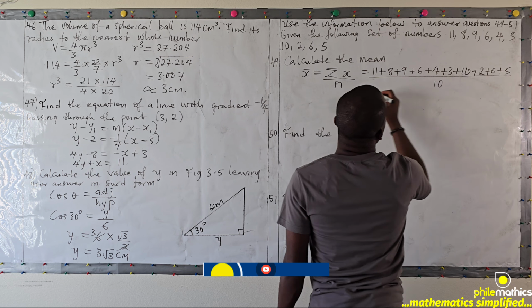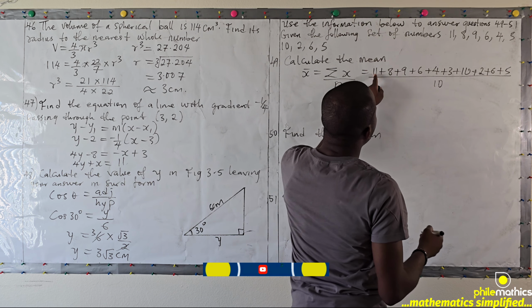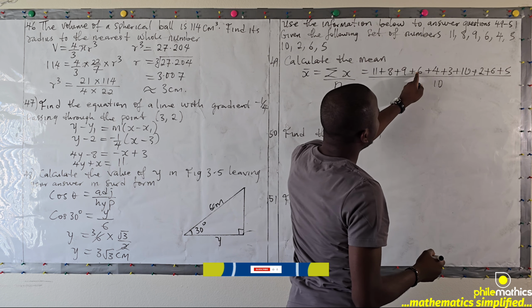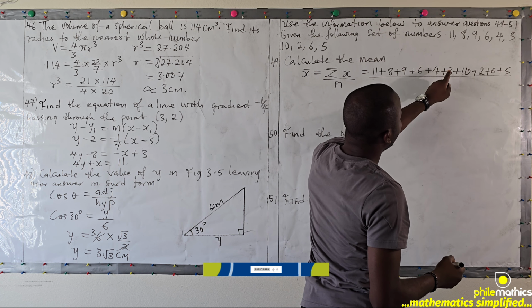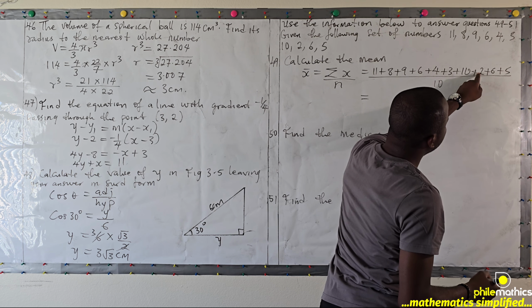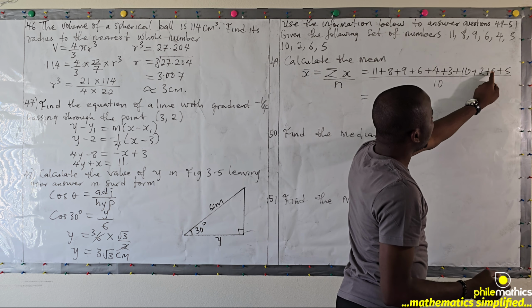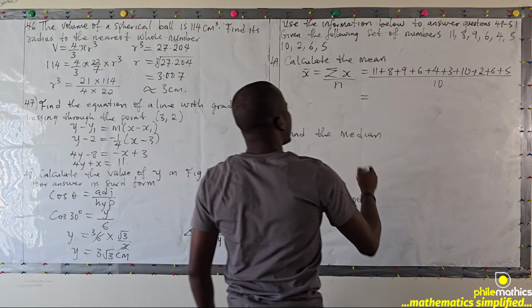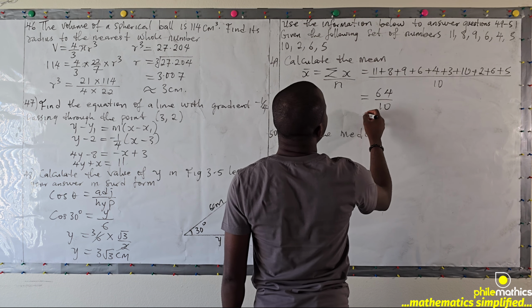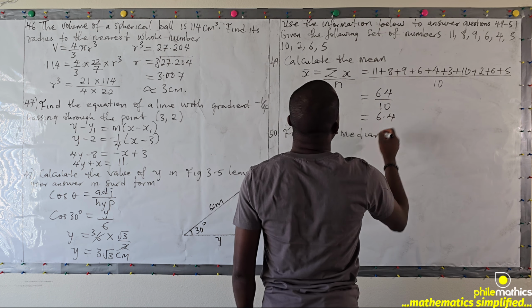Divided by 10. If we add this, 11 plus 9 is 20, 28, 34, 38, 41, 51, 53, 59, 64. So we have 64 over 10, and dividing this, we have 6.4.